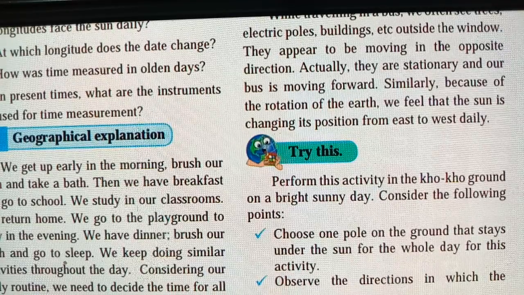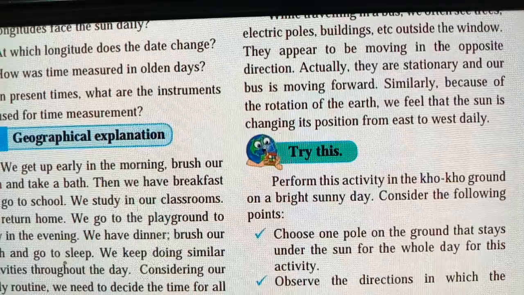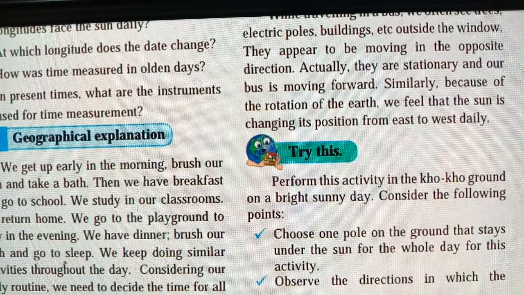Actually they are stationary and the bus is moving forward. So all these things become stationary and the bus is moving forward, and you are seeing all those things around you. Similarly, because of the rotation of the earth, we feel that the sun is changing its position from east to west daily.